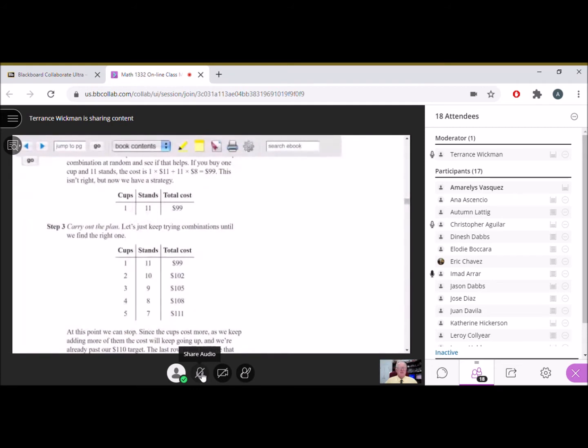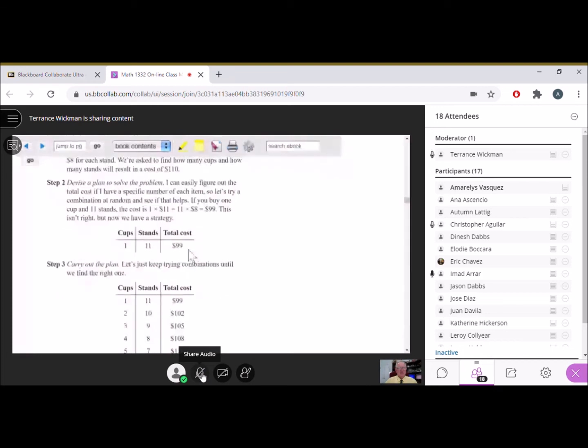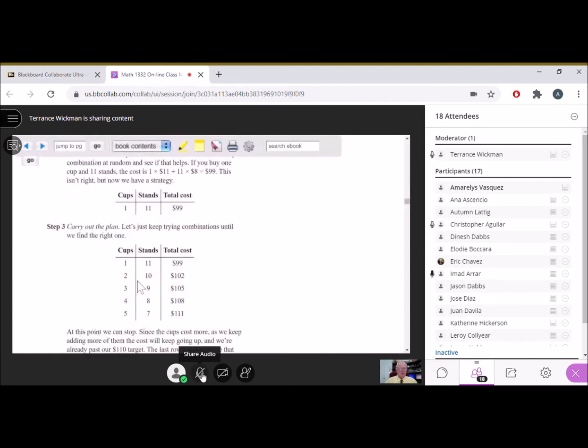1 cup, 11 stands is $99. Why? Because the stands cost $8 apiece, and the cup costs $11. Does that fall in the budget? Well, you have a little bit left over, so you can do a little bit more. So you just start building your diagram. 1 cup, 11 stands. 2 cups, 10 stands. Notice that when you add them up, it always has to be 12 because you're getting only 12 gifts.